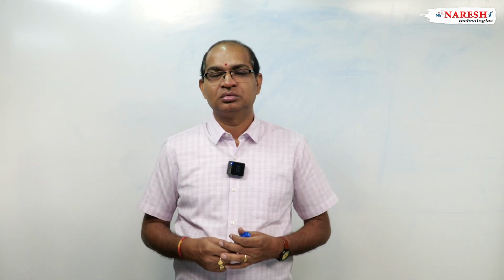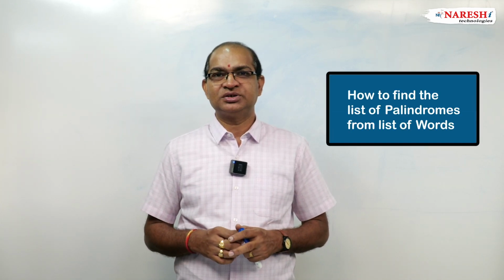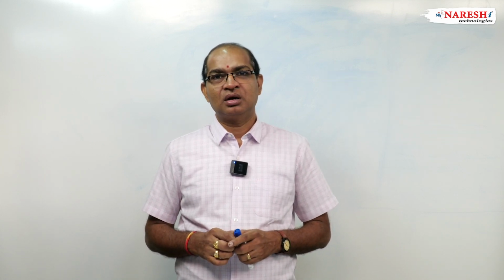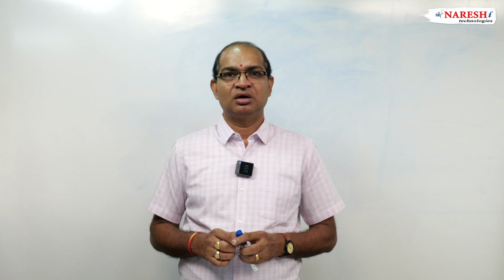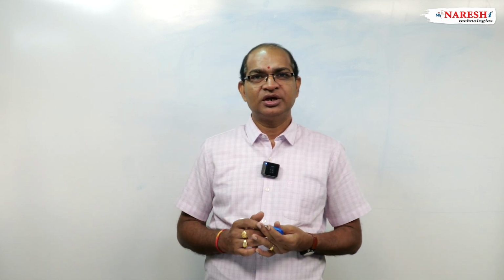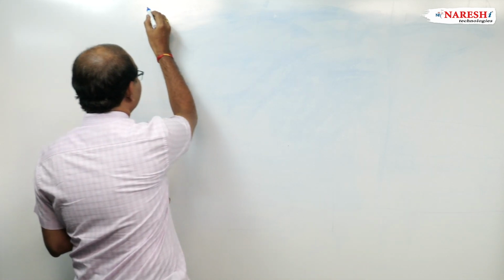In this video, I am explaining how to find the list of palindromes from a list of words by using a normal function as well as an anonymous function. So as a part of my logic, I would like to take two functions. One is def.